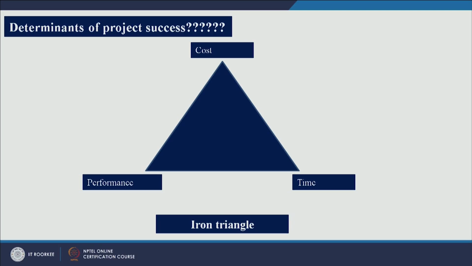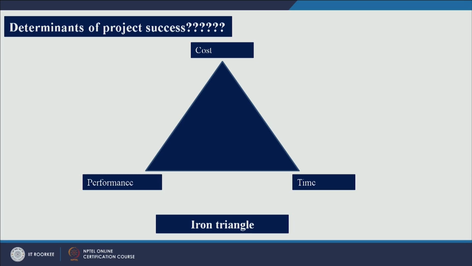There is something called the iron triangle approach. We will say that a project is successful if we complete it within the given time, within the given cost, and the project is performing for which it was developed. So, there are three criteria on which we should evaluate a project: time, cost and performance.